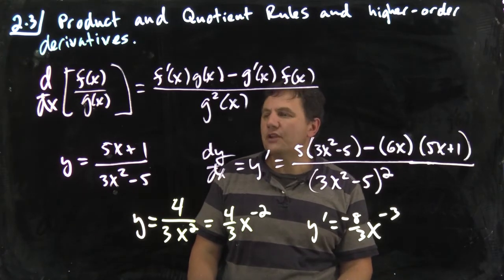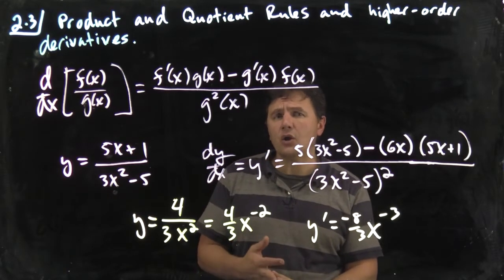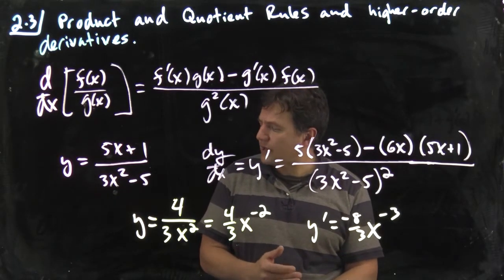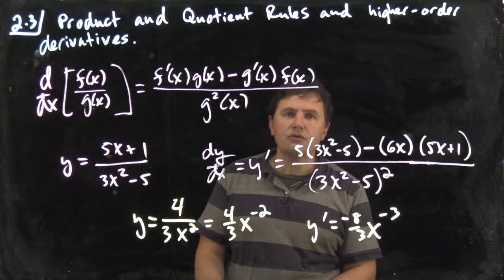Okay. The next thing we're going to do is all 6 of the trig derivatives. We already know sine and cosine. The derivative of sine is cosine. The derivative of cosine is negative sine. But we're going to do the other 4 as well.